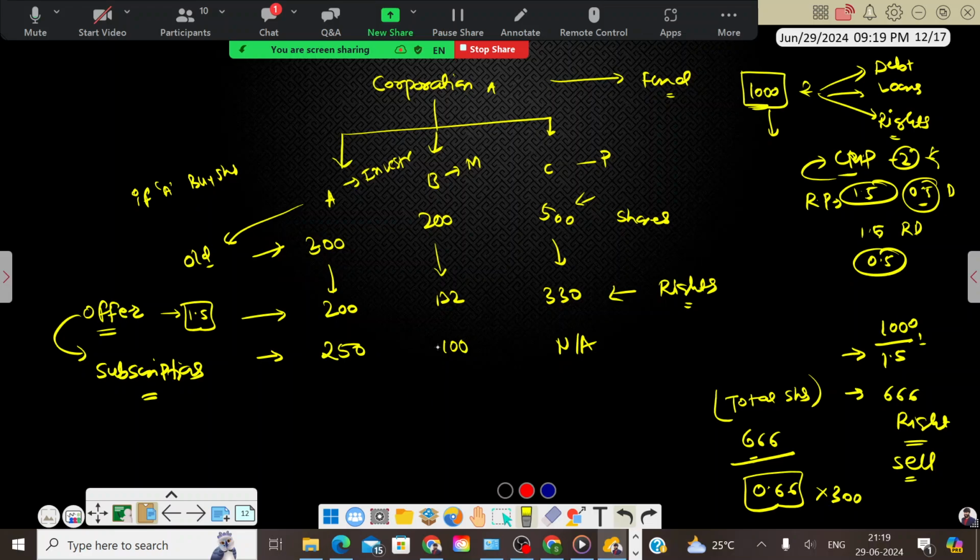Okay, so let's say this guy participated, it means he is looking for more than 200 shares. So this becomes oversubscribed, guys. The actual rights offered were 200, but this guy is looking for 250, so he has subscribed for 50 extra shares. And for this one, the eligible quantity is 132, but he only subscribed 100 shares. So this is under subscription.